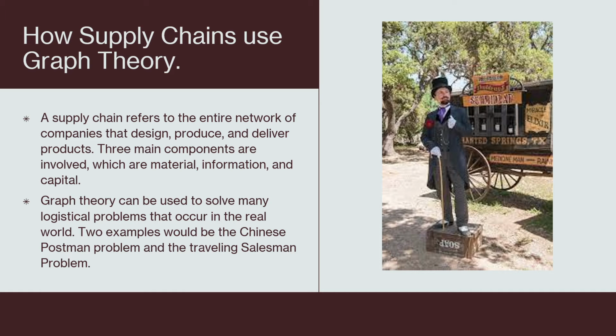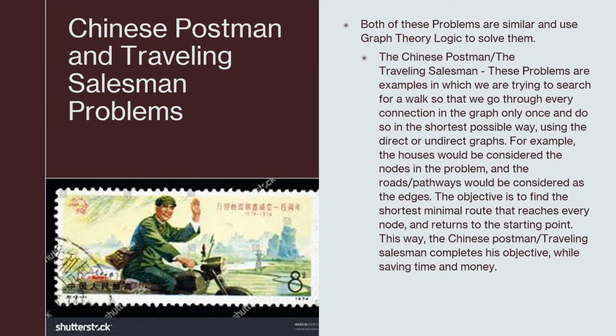How supply chains use graph theory. A supply chain refers to an entire network of companies that design, produce, and deliver products. Three main components are involved, which are material, information, and capital, otherwise known as money. Graph theory can be used to solve many logistical problems that occur in the real world. Two examples would be the Chinese postman problem and the traveling salesman problem. Both of these problems are similar and use graph theory logic to solve them.